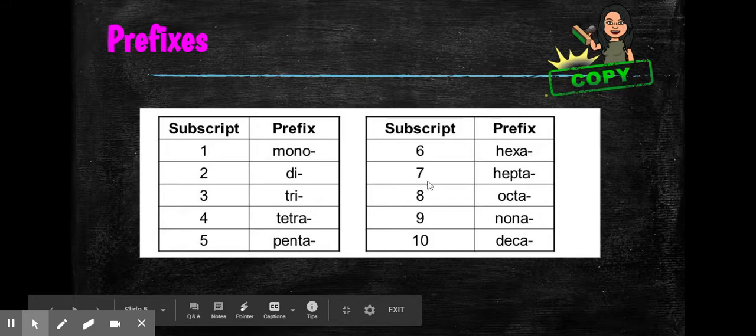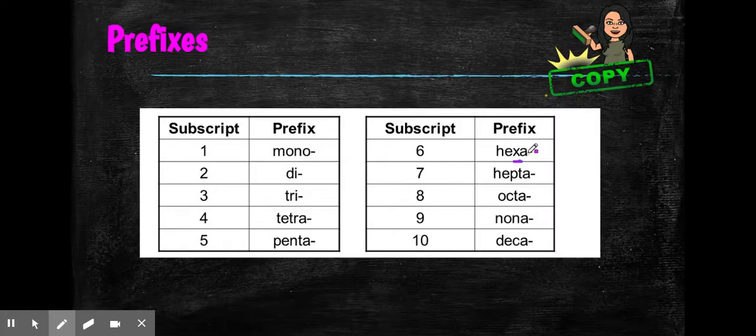Hexa and hepta often get confused. I'd like to remember them by saying hexa has an X in it, so does the word 6. So since both have an X, I can remember that hexa is for 6 and hepta must be for 7. You should know octa because we have been using that word octet rule over and over again to refer to 8 valence electrons. All right, then you have nona for 9 and deca for 10. The most common use of deca is decade, which means 10 years. You don't often see too many on this side, but you will see a lot over here.